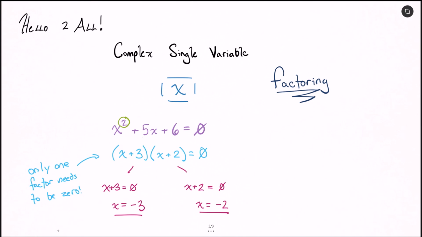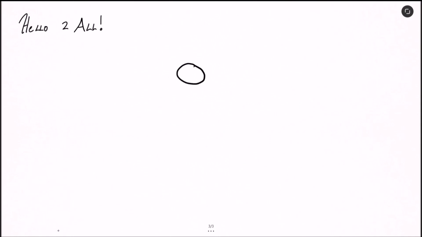And yes, you might have noticed, that's two answers, and that's perfectly okay. If you look at the original equation, plugging in -2 or -3 for x both yield 0. And now you're one step closer to mastering algebra.